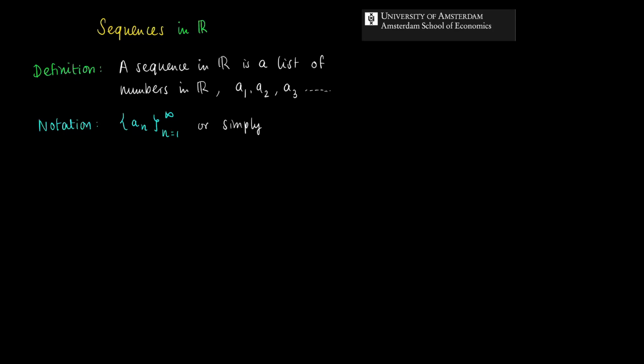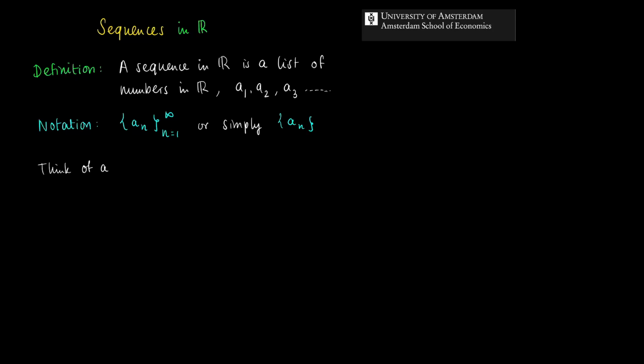So if the indices are known, I can also simplify my notation by just putting the curly brackets around the elements. Yeah, so a sequence basically assumes a first element, a second element, a third element, etc.